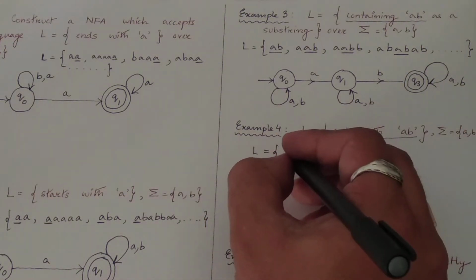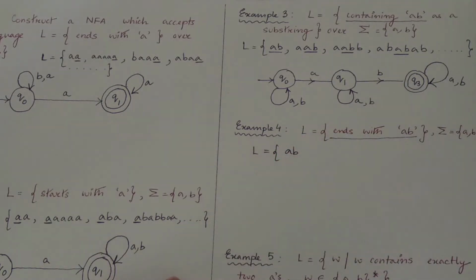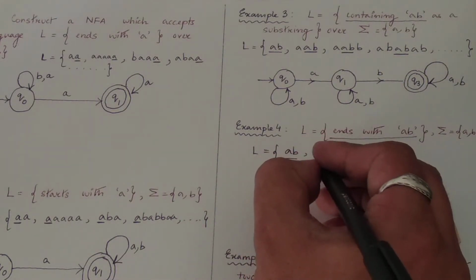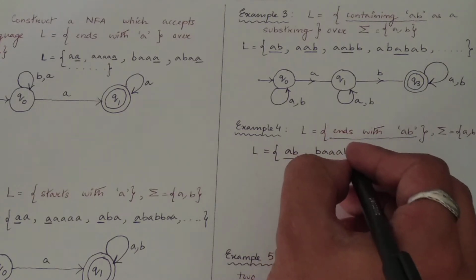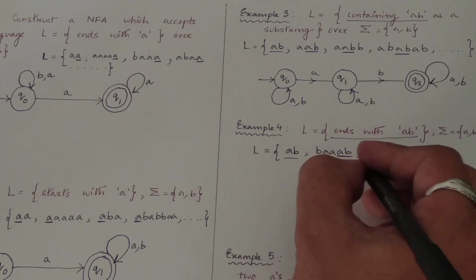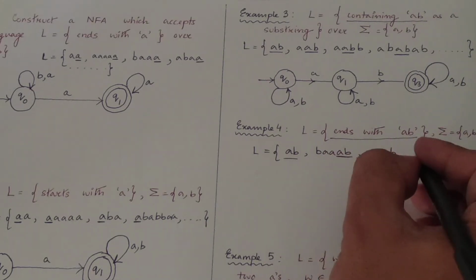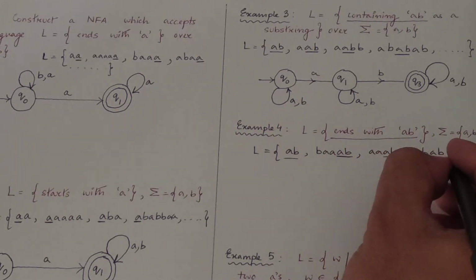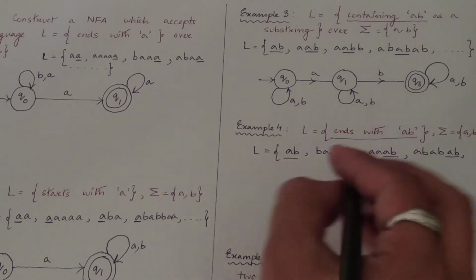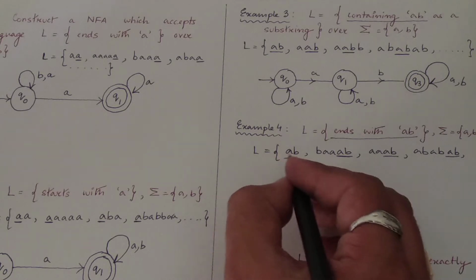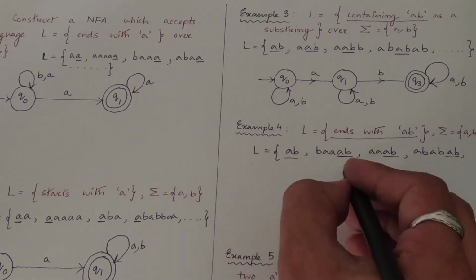Ends with AB. So AB is also possible, correct? Then it can also be BAB. This is also possible. Then it may also be AAB. This is also possible. ABAB. This is also possible. That means before AB there can be any possible combination of strings, correct?